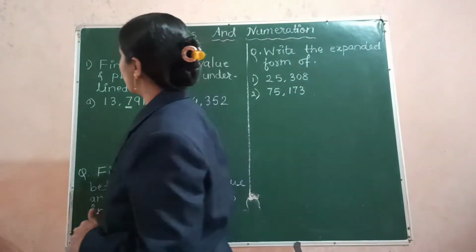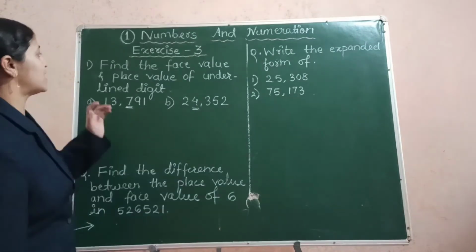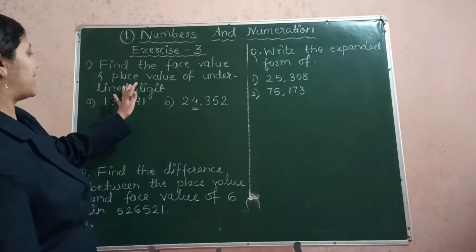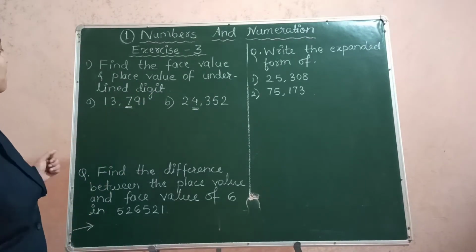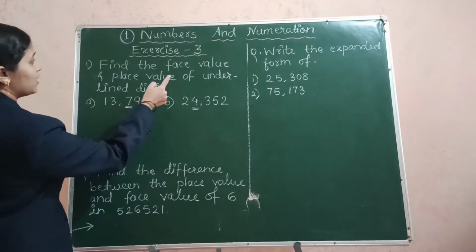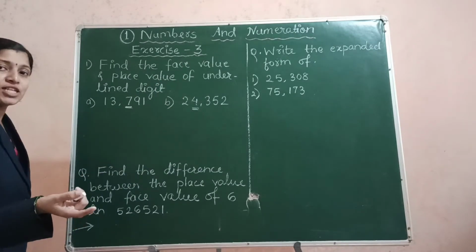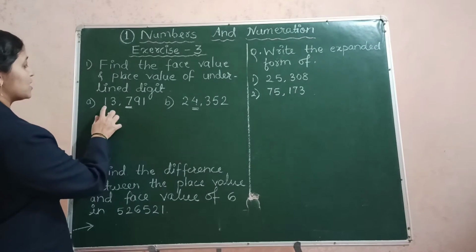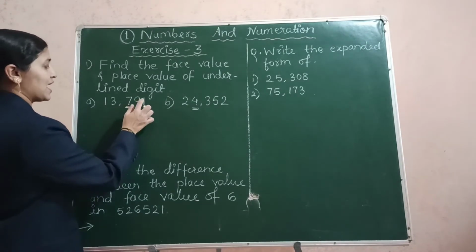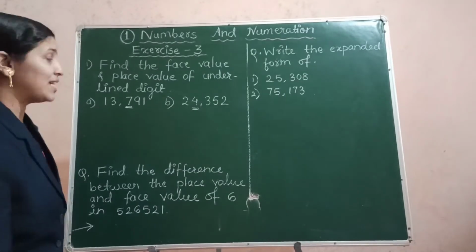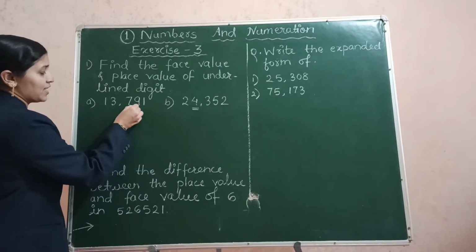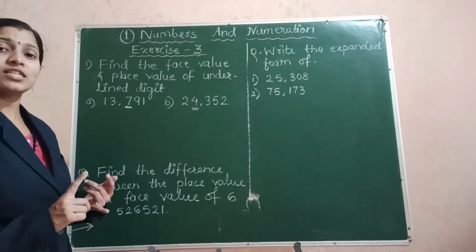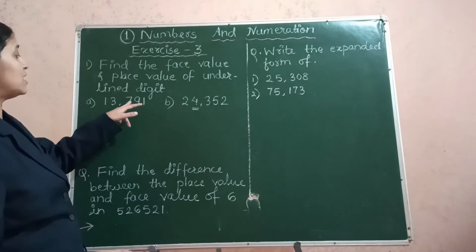You can see here the first question from exercise 3 is: find the face value and place value of the underlined digit. You have to find the face value as well as the place value of the underlined digit. Here the number given is 13,791, and the digit that is underlined here is 7. Can you see it? Yes. So we have to find the place value as well as the face value of this digit 7.